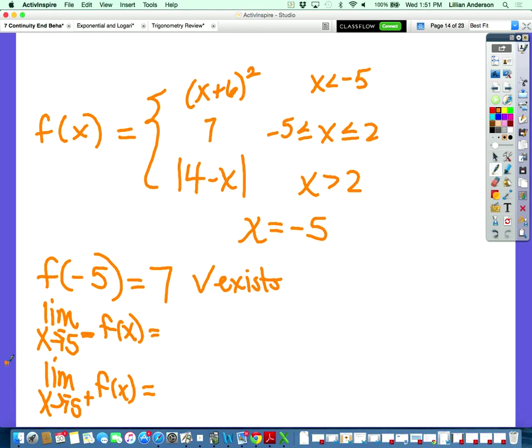So if you're like, okay, well, what do you mean from the left? Think about it. Think of a number line. -5. What numbers are to the left of -5? -6, -7, -8, -9, -10. Where do those numbers lie? In the first piece. Because -6, -7, -8, they're all less than -5, aren't they? So I'm going to plug -5 into the first piece of this piecewise function to figure out what y value we're approaching from the left. And what number was that again? It's 1.